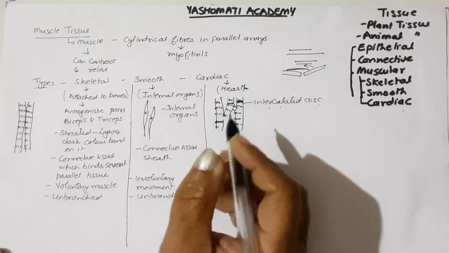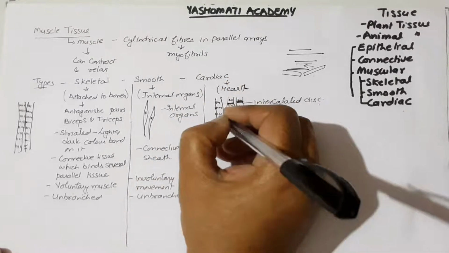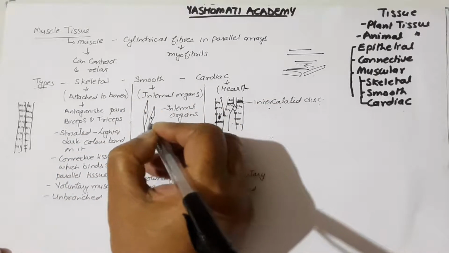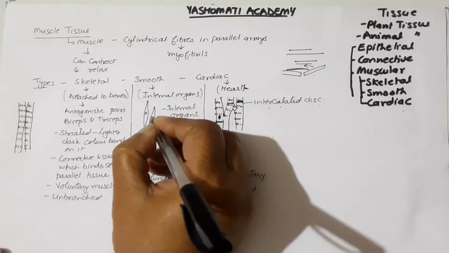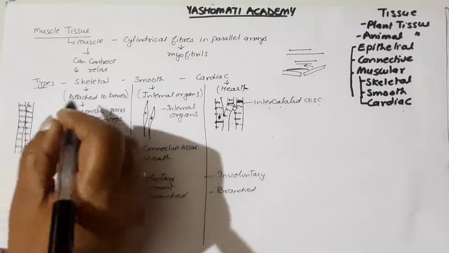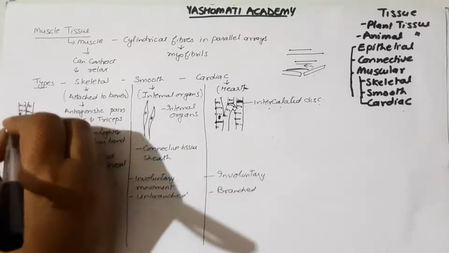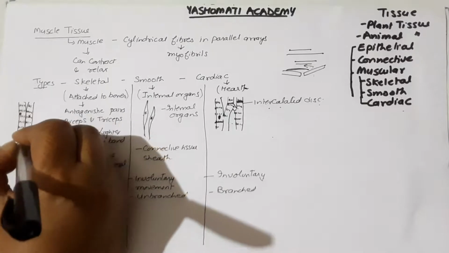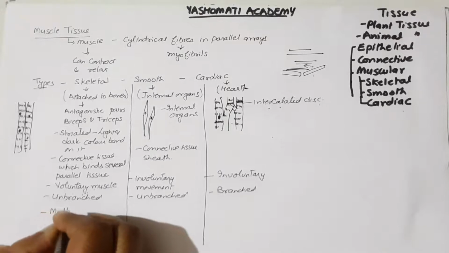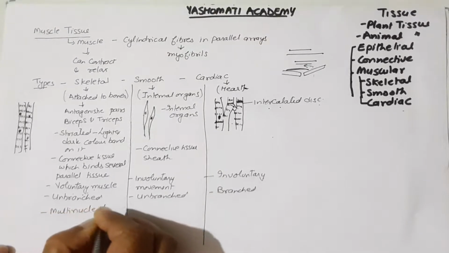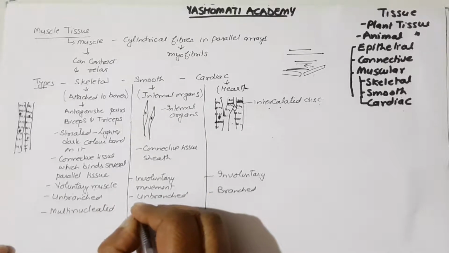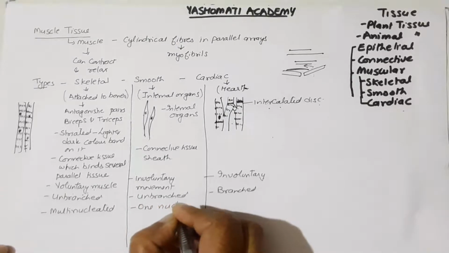In case of cardiac muscle, they have a single nucleus. In case of smooth muscles, each muscle has a single nucleus, whereas in case of skeletal muscle, there can be many nuclei present. So another difference is that skeletal muscle is multinucleated, whereas smooth and cardiac both have one nucleus.